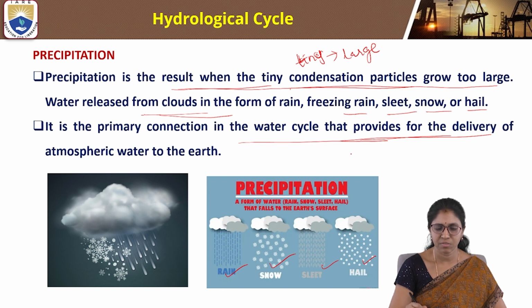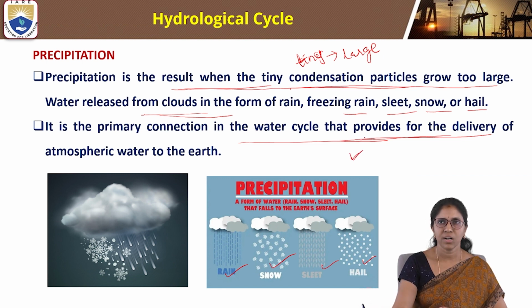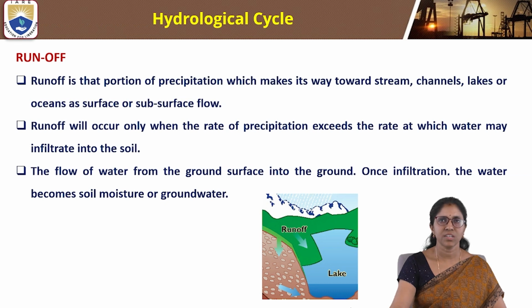In the precipitation process, water is delivered from the atmosphere to the earth, for example as rain. Precipitation is the process when condensation particles grow too large, and then water is released from clouds in the form of rain, freezing rain, sleet, snow, or hail. It is the primary connection of the water cycle between the atmosphere and the earth. So this is precipitation.